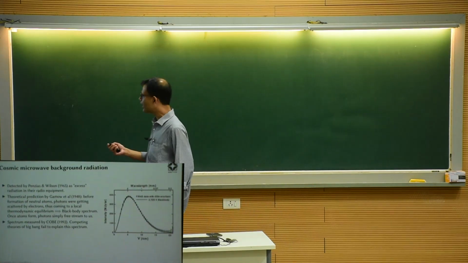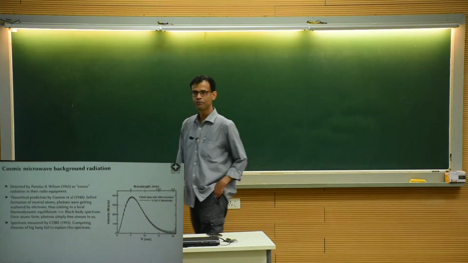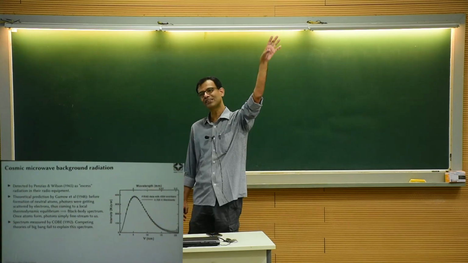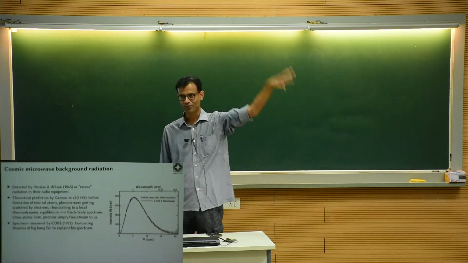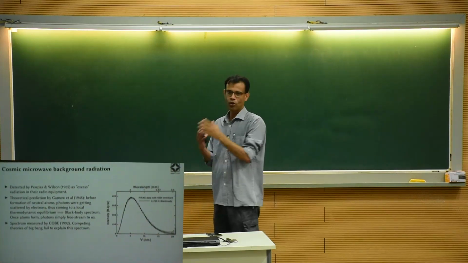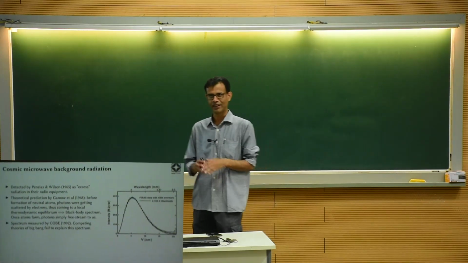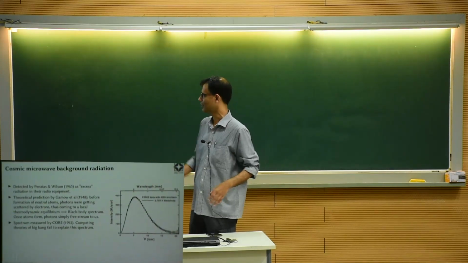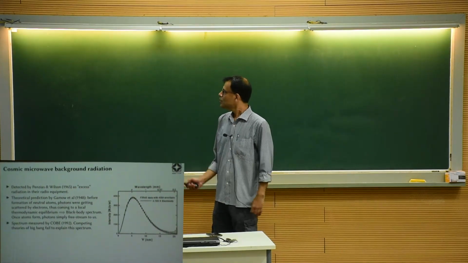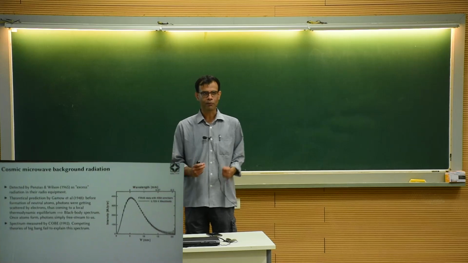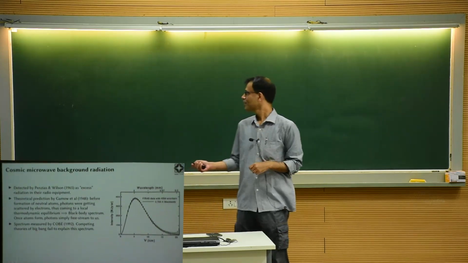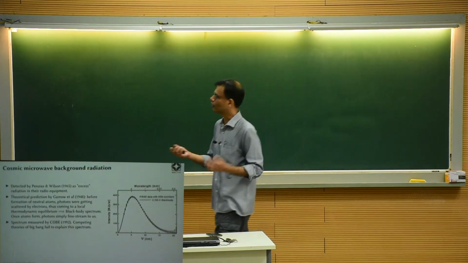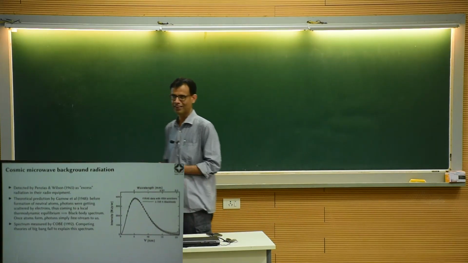Its temperature today is something around 2.73 Kelvin. Of course, when it started at early times, its temperature would have been higher. It would be of the order of 3000 Kelvin, and then it cooled down, and today we are observing it at something like 3 Kelvin. So this 3 Kelvin black body spectrum basically peaks at microwaves. That's why the microwave name comes.